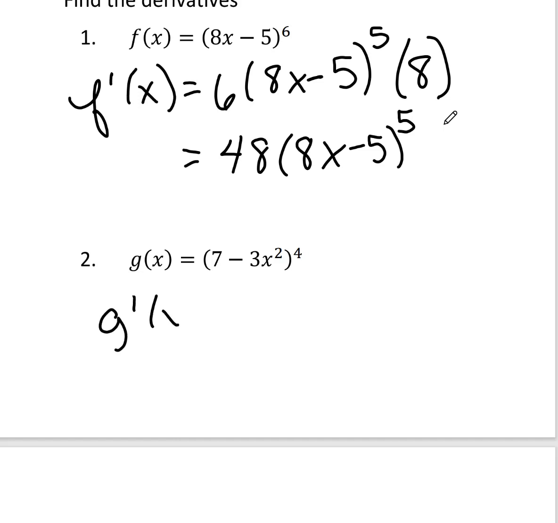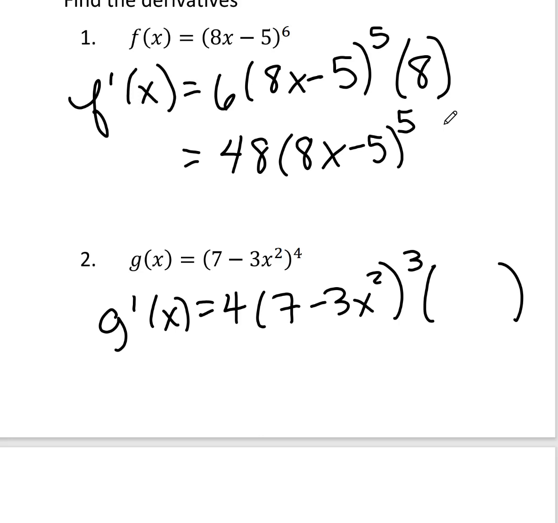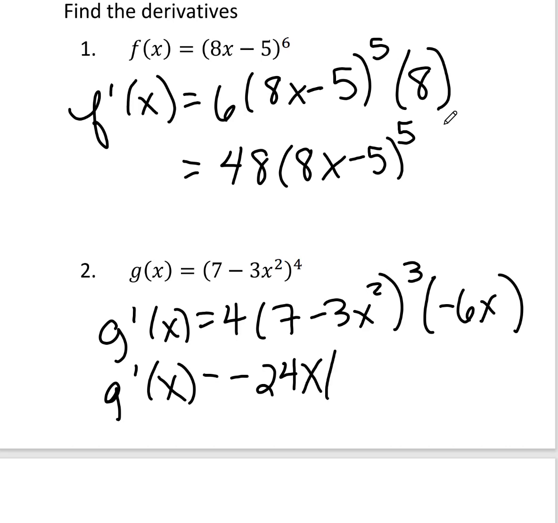So let's try g prime of x. The 4 comes down. I have 7 minus 3x squared. And now it's to the power 3. So the 4 came down, it drops 1, it's 3. Inside 7 minus 3x squared, the derivative is negative 6x. I want to put these two pieces together, the 4 and the negative 6x. So I have g prime of x is negative 24x, 7 minus 3x squared, and then cubed.